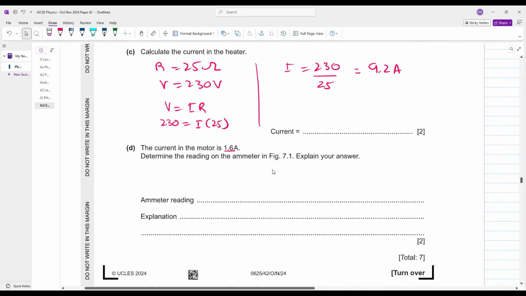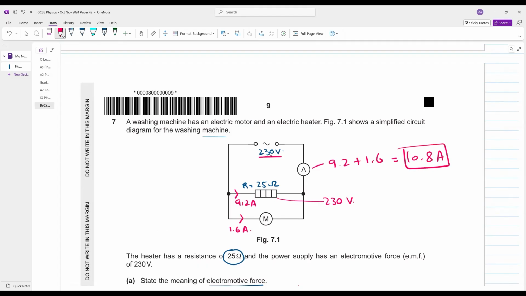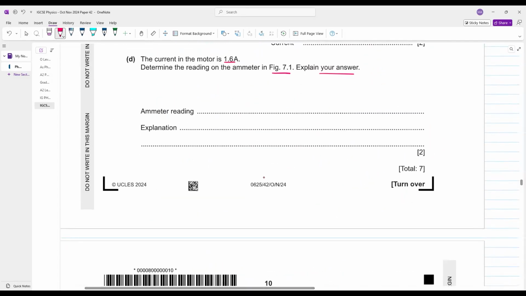Determine the reading on the M meter in figure 7.1. Explain your answer. What will be the reading on the M meter? The sum of both, 9.2 plus 1.6. 10.8 ampere is your reading on the M meter.